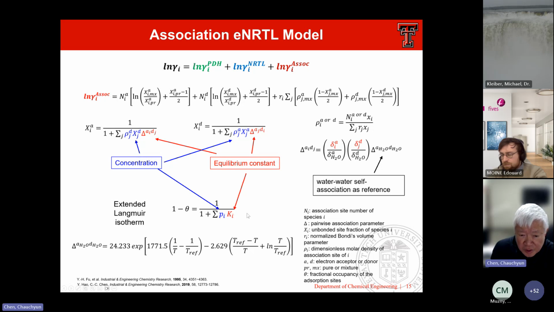And of course, we need to know the equilibrium constants from data. And these equilibrium constants, we express with a reference to the self-association of water. And we try to bring in ion-specific parameters, identifying for the cation and anion, or the acceptor and donor, the ion-specific parameters with this formulation. This, of course, is empirical, and we need to test how well it represents the data.